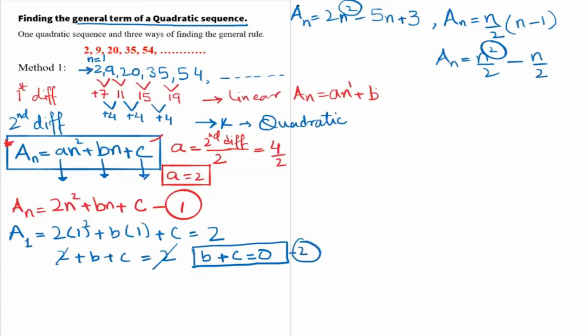And then let's check another one. When n equals 2, the term is 9. So we'll use this information.